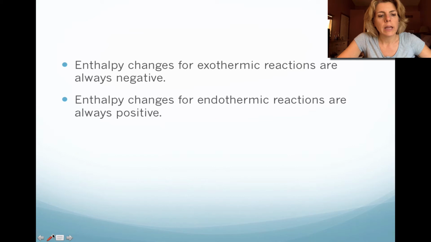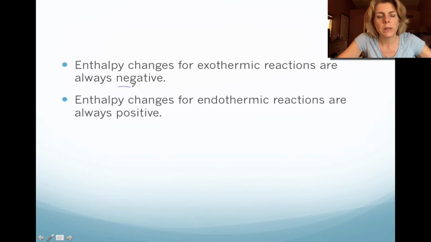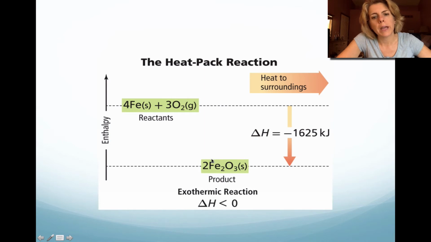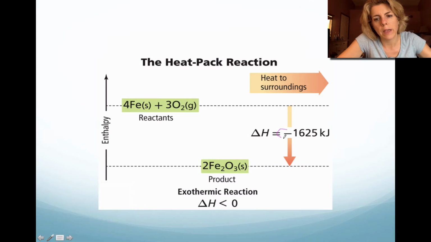Now, if you're looking at an exothermic reaction, notice that the heat, or the energy, will be negative, whereas if you're looking at endothermic, you're going to be looking at positive energy. Okay, so here's a heat pack reaction. If you had to guess, is this an exo or endo reaction? Good. So notice that there's a negative sign here. If this is negative, it's exothermic. And I'll show you an example of this in class.